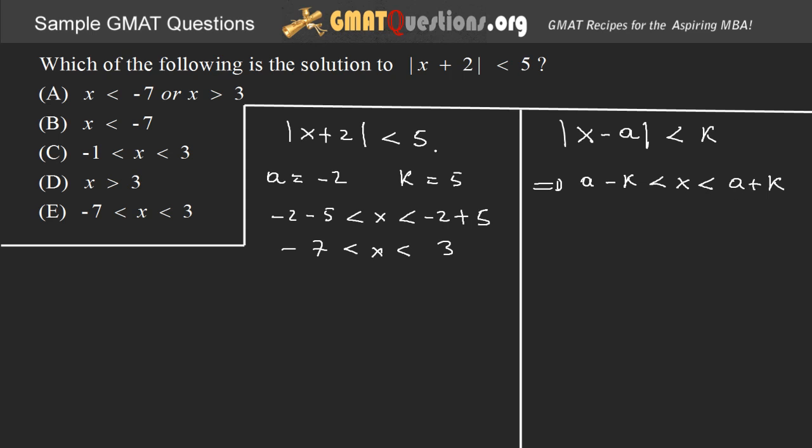If not, you're going to have to do it the slow way by trapping x plus 2 between negative 5 and 5 and going from there. But I like this formula. I don't think it's very difficult to remember. The thing really you need to remember is to notice that a is not 2 here, rather negative 2, the opposite of what you see after the x. Okay, so the solution, as you can see here, is E.